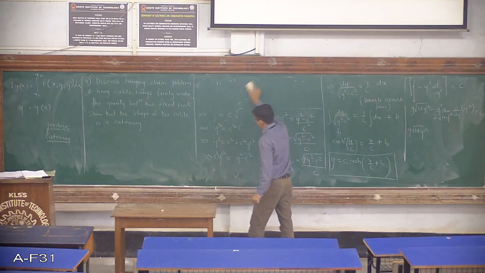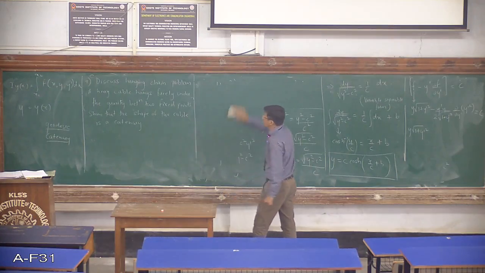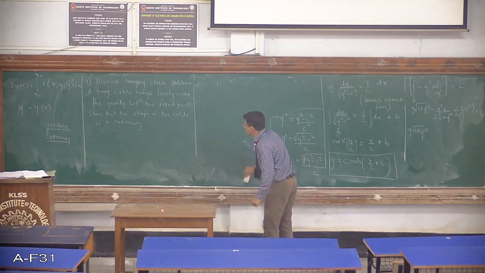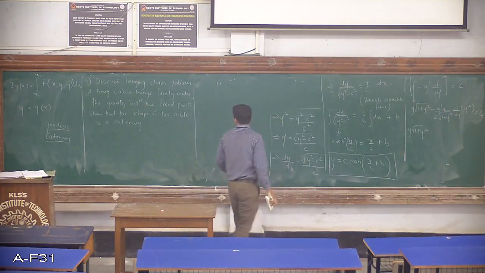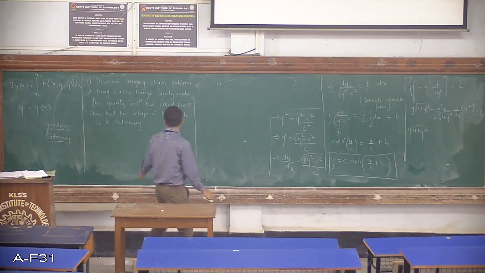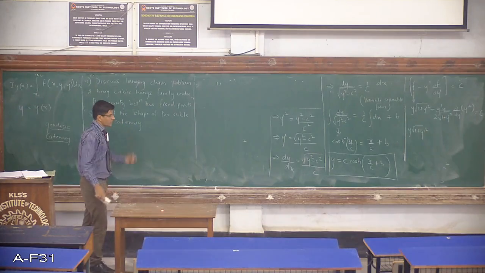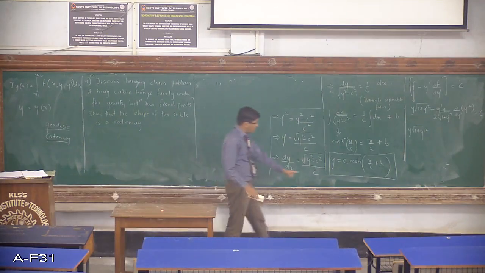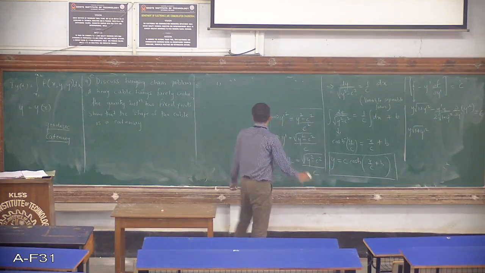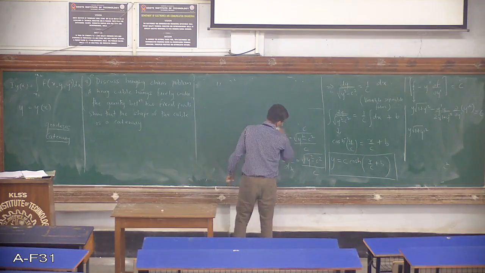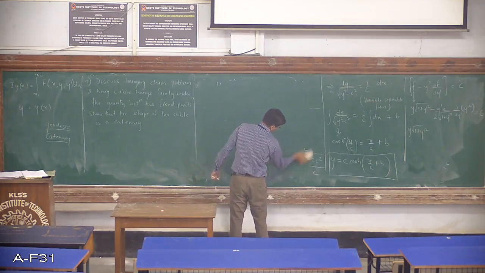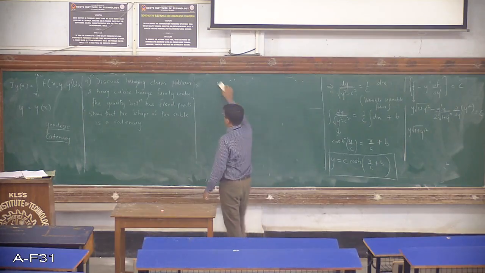So question might be asked. So you need to write the description how you are going to solve a hanging chain problem, and see that the shape of the cable is a catenary, and then you will arrive at this particular equation or the curve, solution curve. Fine. Okay.